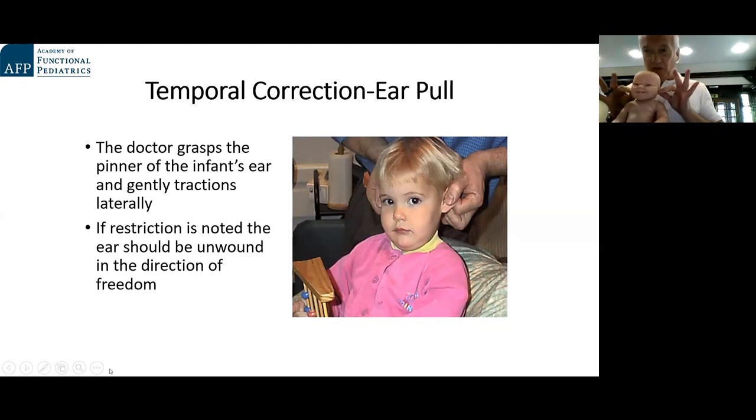And then we can recheck the pliability. And if you get those two released, you'll have released either side of that jugular foramen, which is just so massively important for the function of that area and all of those gastrointestinal kind of issues these babies tend to get.